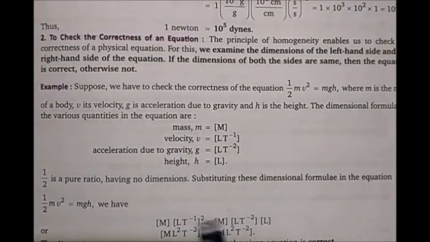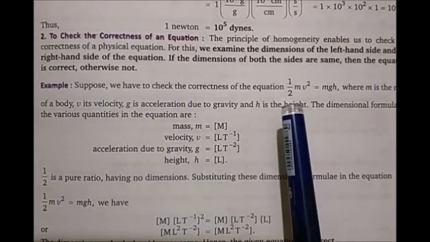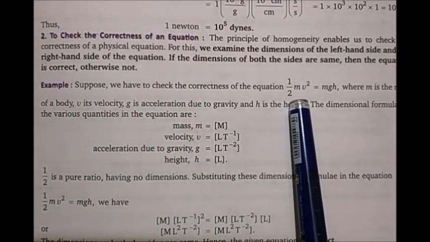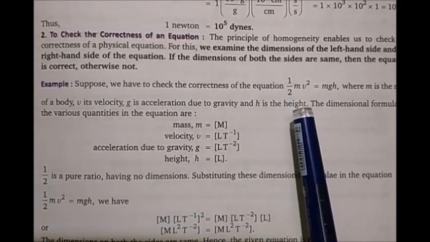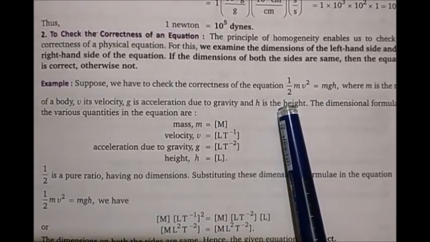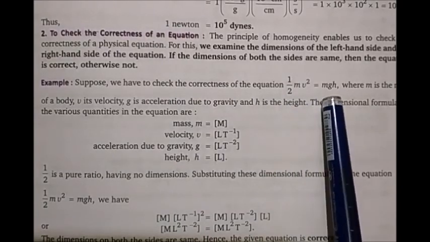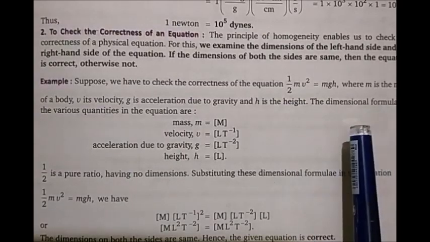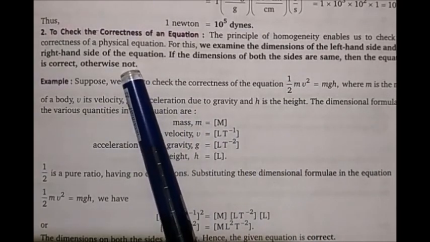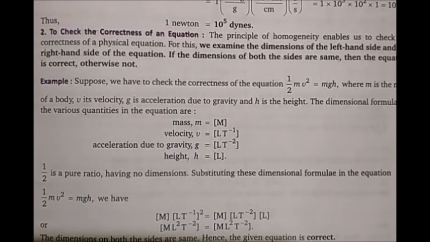The next one is to check the correctness of the equation. If you have an equation like this, you can check the dimensional equality of the left hand side, and you can prove the right hand side also. If they are equal, then you find the dimensions are equal. So the dimensions of any equation can be checked, and we can check whether the equation is correct or not.